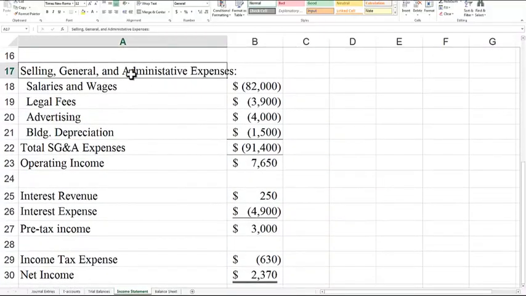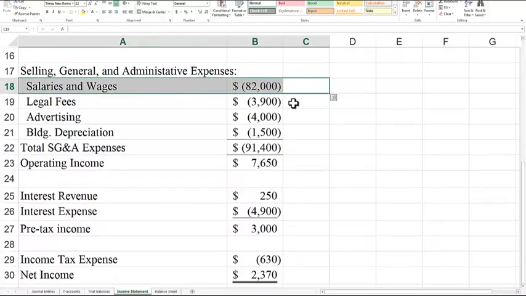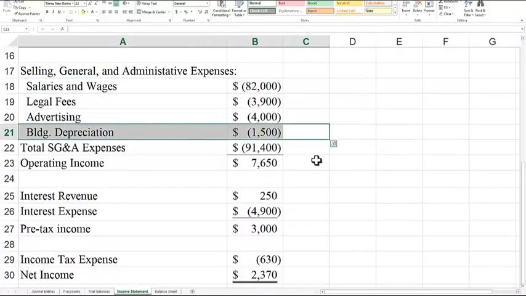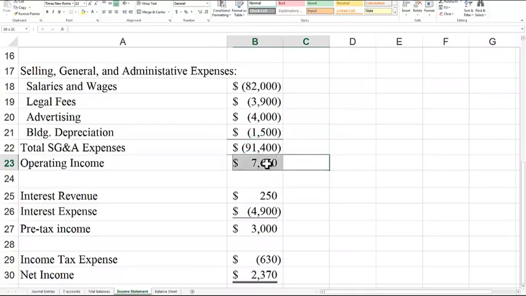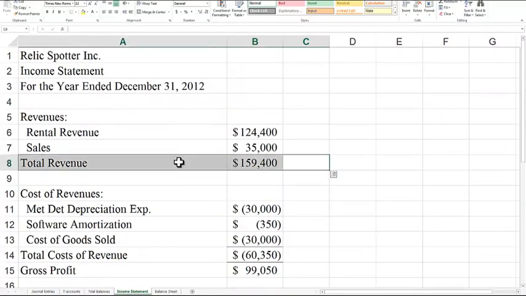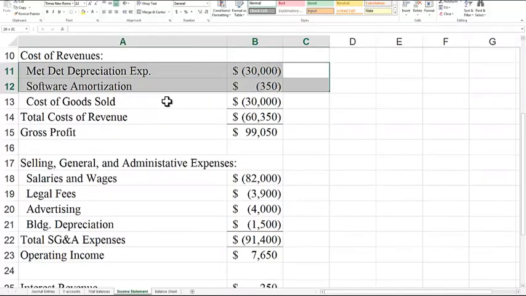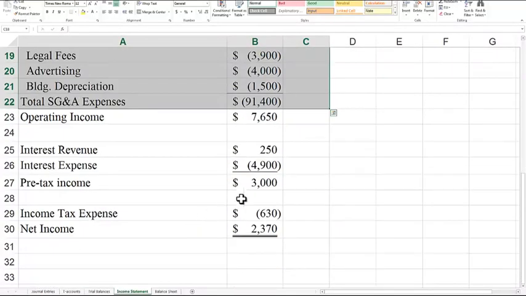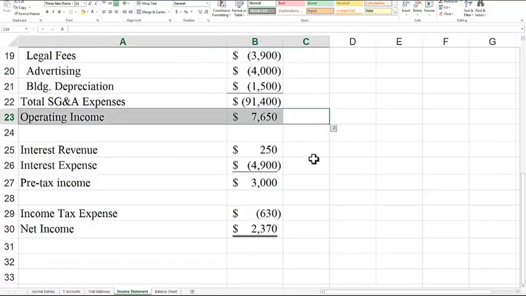Then we take off selling, general, and administrative expenses. So these are the period costs: salaries and wages, legal fees, advertising, and building depreciation. That gives us total SG&A, and then our operating income. Operating income is the profitability of our core business. Was the pricing of our product and service high enough to cover all the product costs for our core business and all the period costs? And in this case, it was.